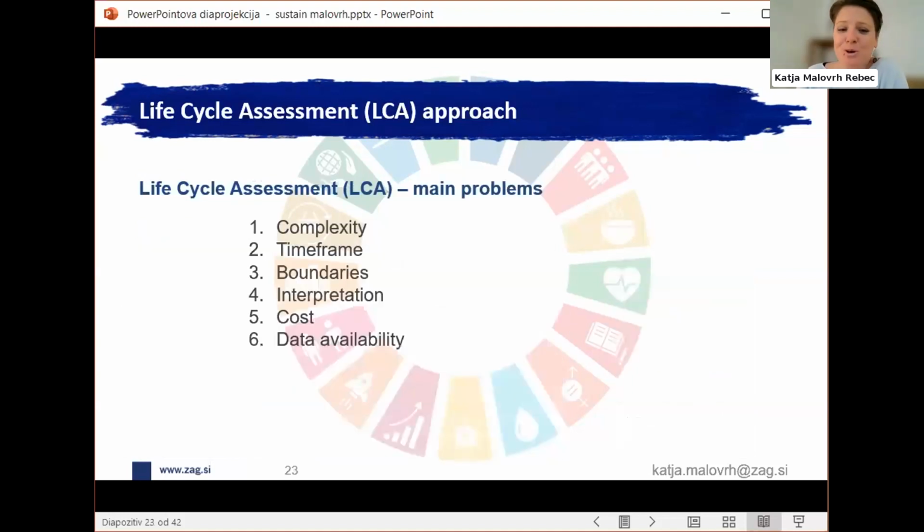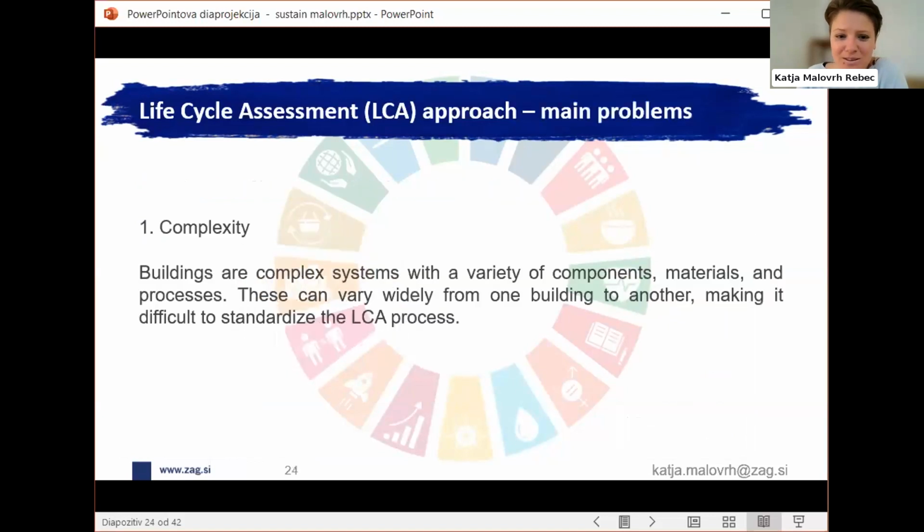Now, what are the main problems of LCA? I will go one by one, but let's mention them first. So first one, complexity. Time frame can be challenging, boundaries, establishing what will be in and what not, interpretation, costs, and for sure, data availability.